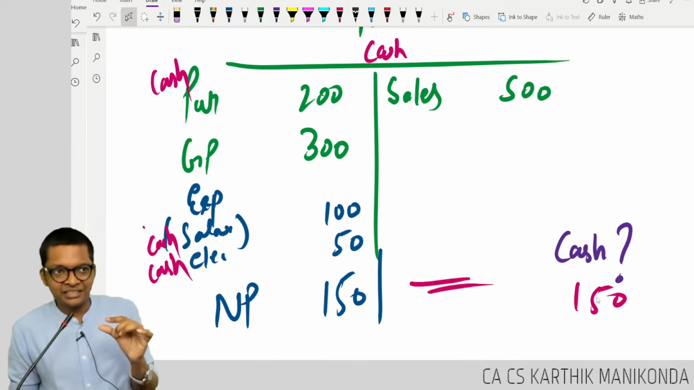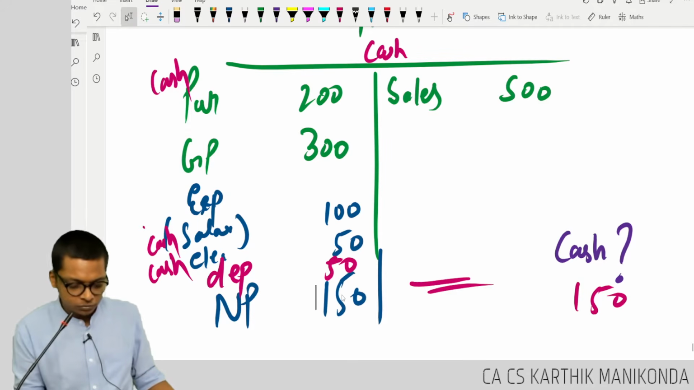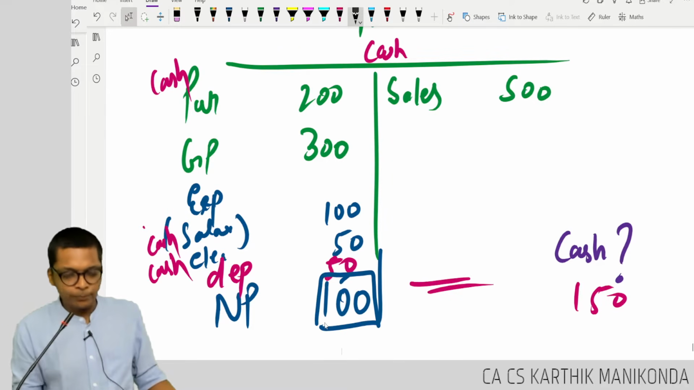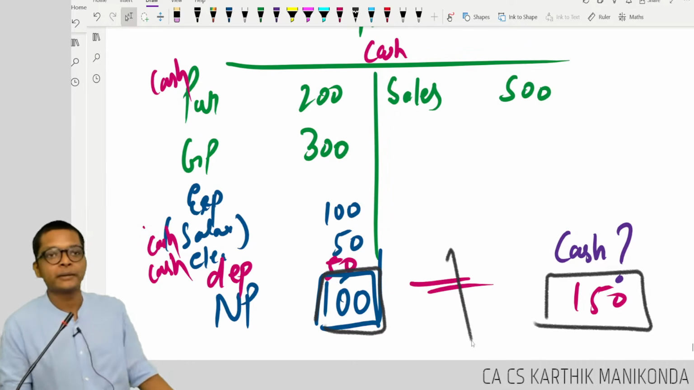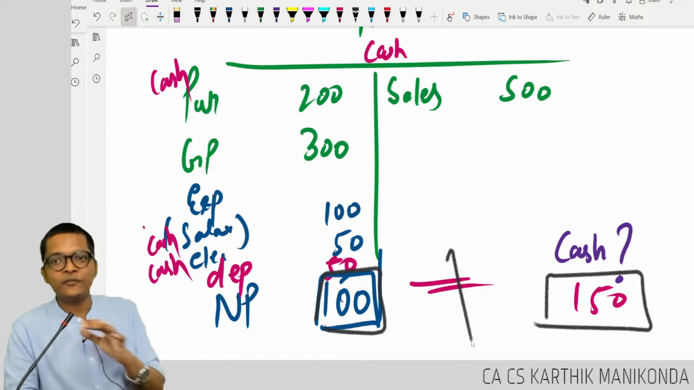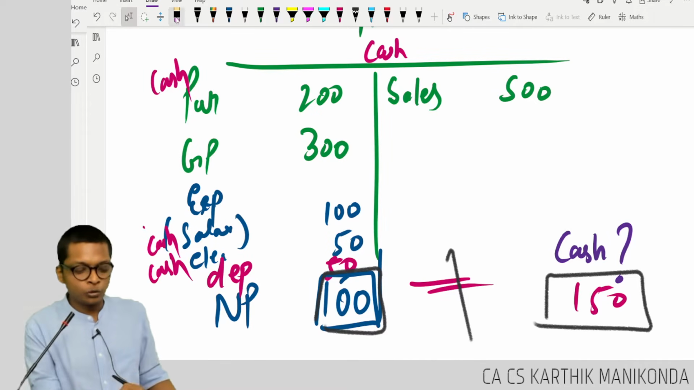Now let me change this slightly. Depreciation 50. What is my net profit now? Net profit is 100. What is the cash in hand? Net profit is 100. Cash in hand is 150. Are they the same now? No. Why? Because of non-cash. So in reality, for any company, will net profit be same? No.